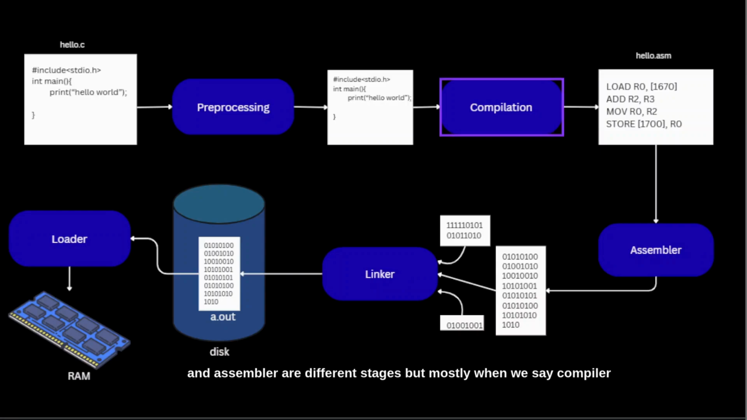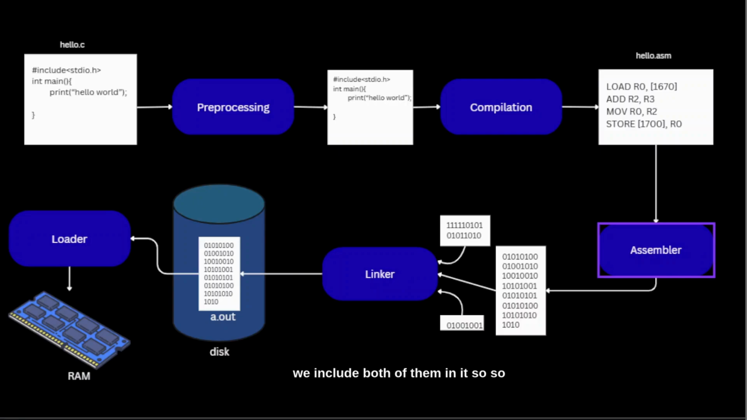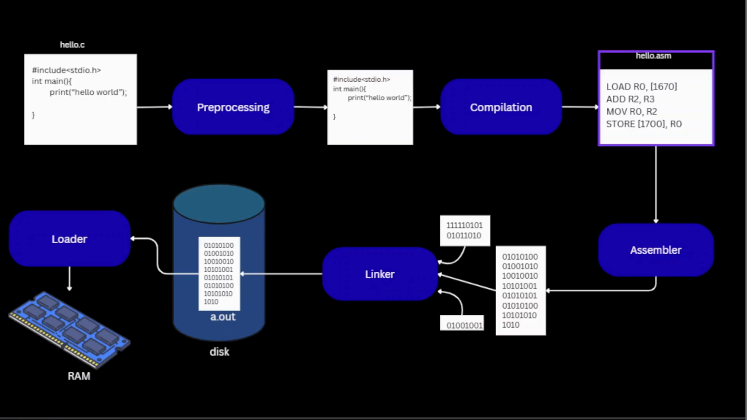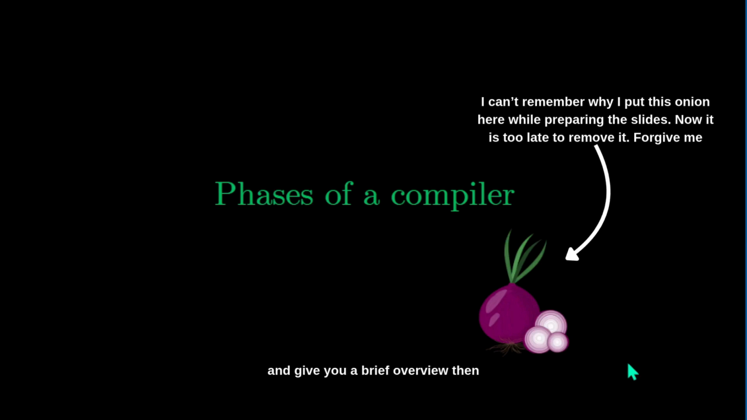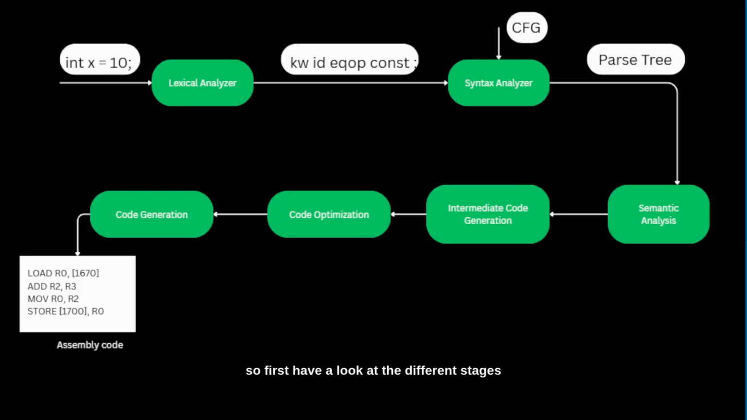Notice that compilation and assembler are different stages, but mostly when we say compiler, we include both of them in it. Now we are going to go through all the phases of a compiler and give you a brief overview. Then we will pick up each phase and study its theory extensively. So first have a look at the different stages. This is just the overview.